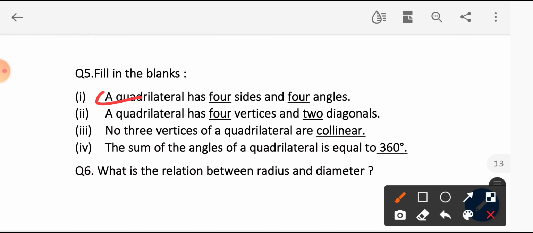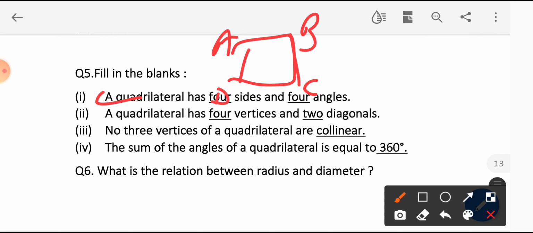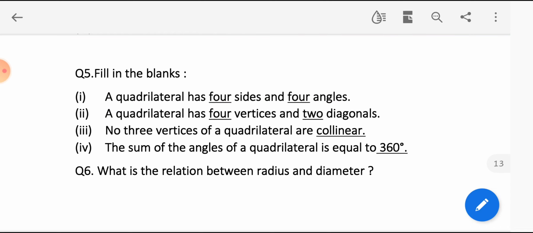And how many angles are there? 4 angles. It is a quadrilateral. A, B, C, D. So how many sides? A, B, B, C, C, D, D, A means 4 sides. And how many angles? Angle A, angle B, angle C, angle D. So there are 4 angles.